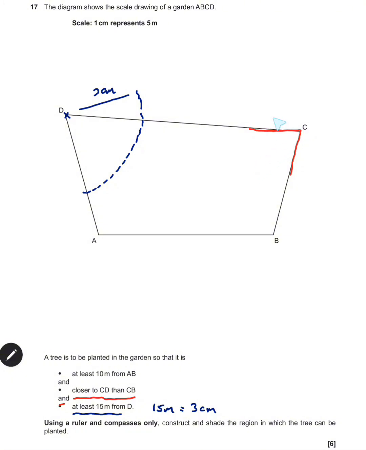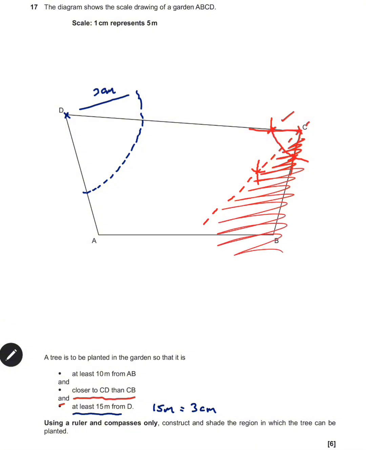So again, using my compass, I'm just going to draw a circle around C. I'm going to put my compass here and draw this little arc. I'm then going to put my compass here without changing it and draw this little arc. And if I now join those together, I've cut that angle in half. And when it says closer to CD, this side, than CB, I know that this is no good. That's not where my tree is going.